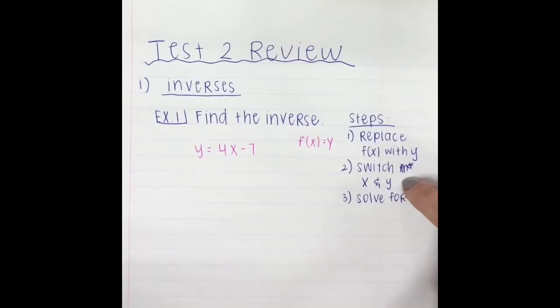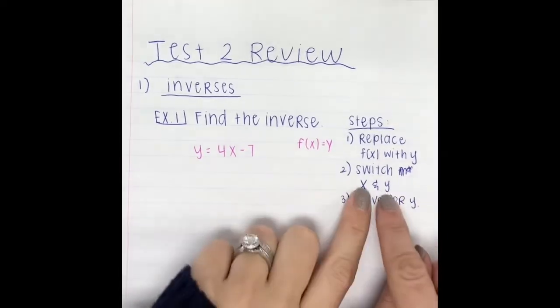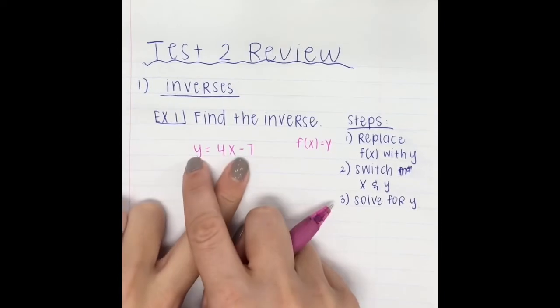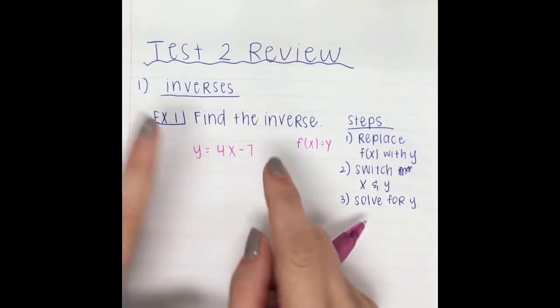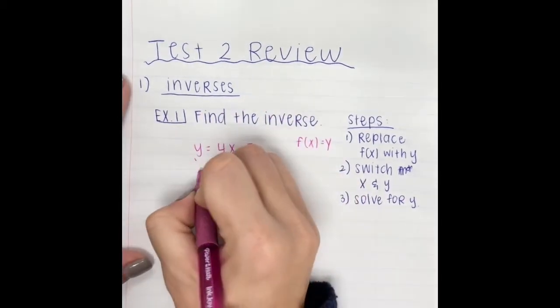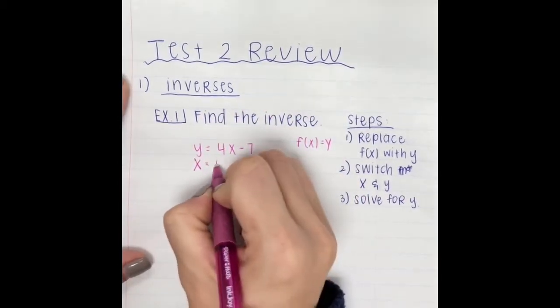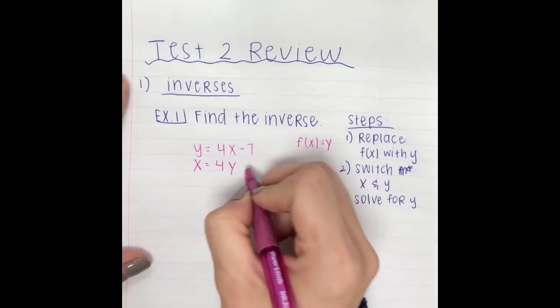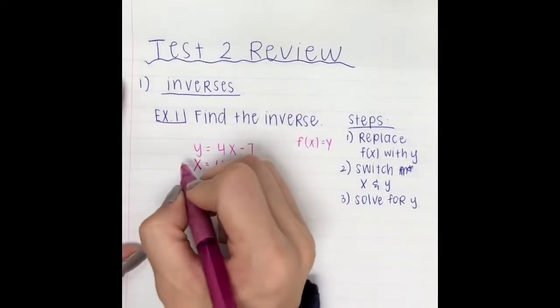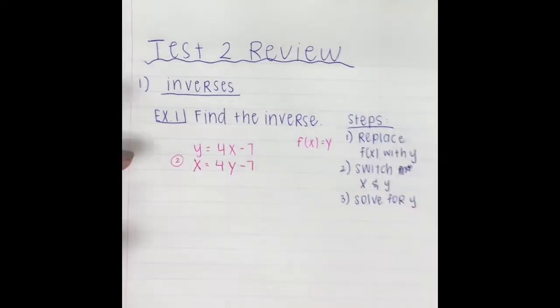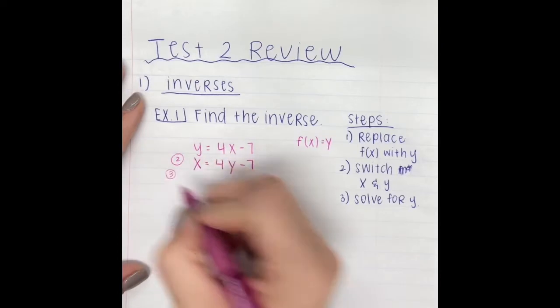So we'll move on to step 2, which says switch x and y. So my x and y are going to switch places. Equal sign and the minus 7 stay where they are. All I'm going to do is put x here where there was a y, and put y here where there was an x. Okay? So this was step 2. Step 1 was already done. And then step 3 is going to be to solve for y.